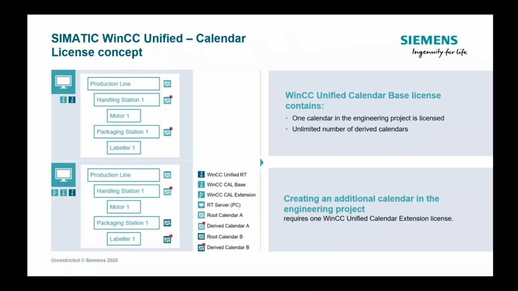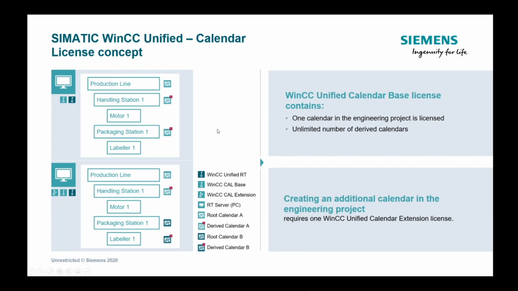On the calendar side, we have a very similar concept where we have a base calendar license. This includes a single root calendar. So this is the original calendar that you define in engineering. If we have a look at the technological hierarchy, we've got the root calendar, and then we've got derived instances of that root calendar that we can apply within our overall technological hierarchy. So that's all covered within a single license.